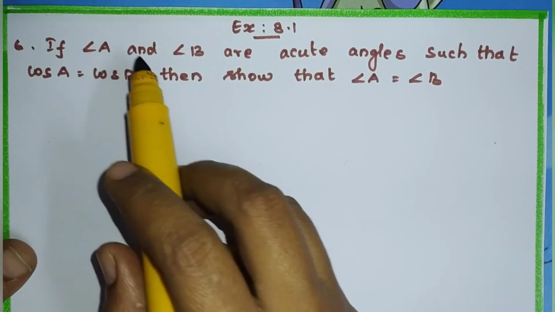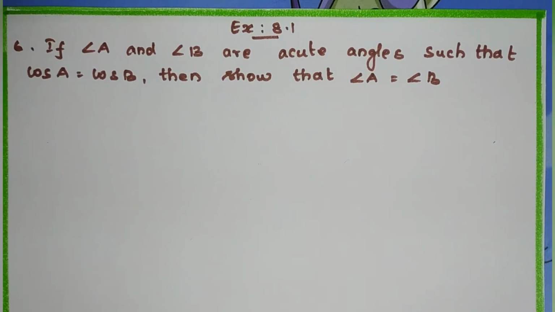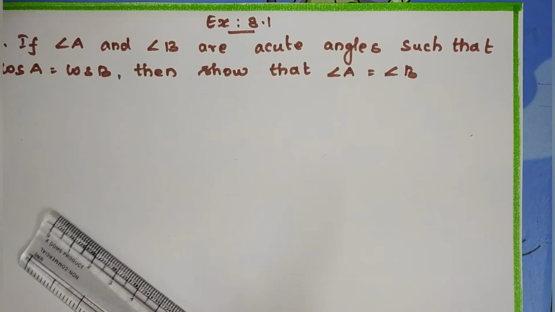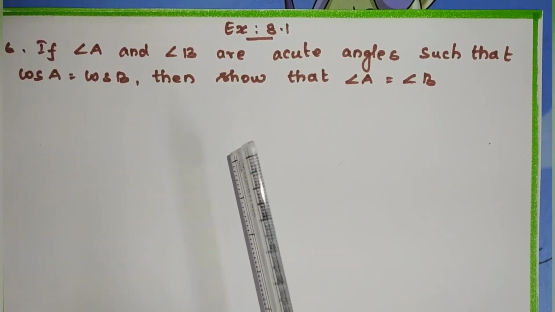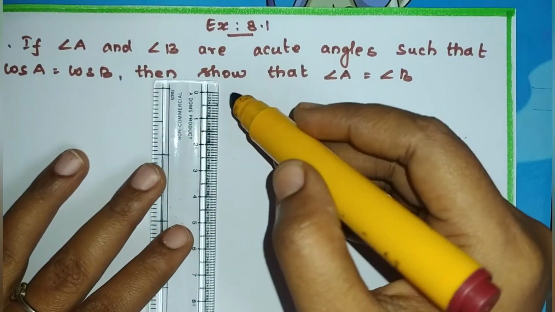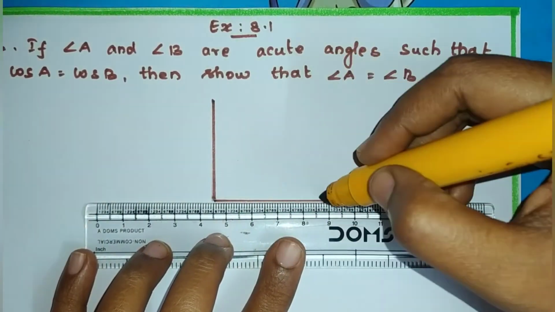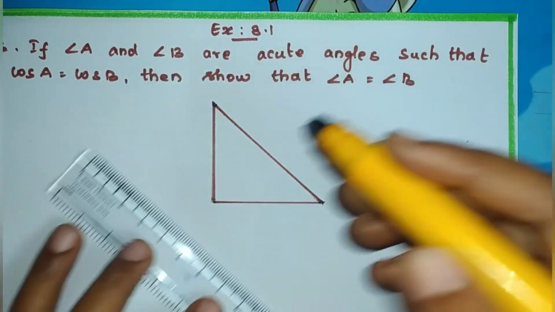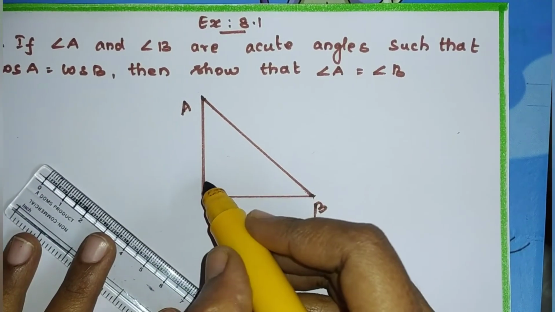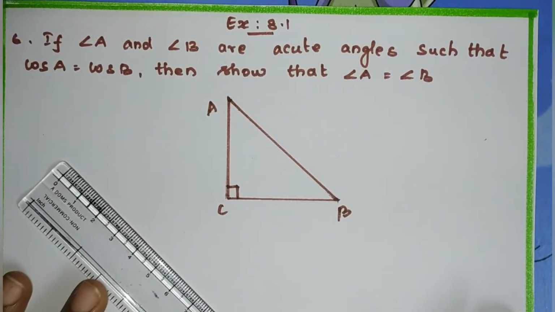If angle A and angle B are acute angles. Acute angle means, then which angle is 90 degrees? One angle must be 90 degrees in trigonometry, no? So first draw a triangle. Both A and B are acute angles, so C is 90 degrees, right angled at C. Okay.